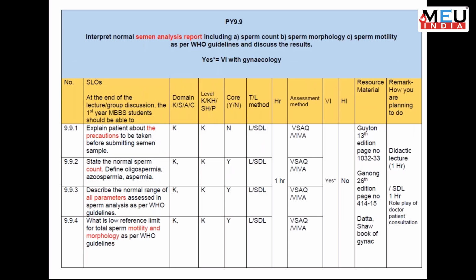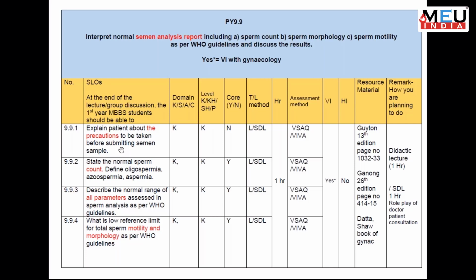Coming towards the 9.9 competency: interpret the normal semen analysis report, including sperm count, sperm morphology, sperm motility as per the WHO guidelines, and discuss the result. So first SLO is explain to the patient the precautions to be taken before submitting a semen sample. Second is state the normal sperm count, define oligospermia, azoospermia, aspermia.